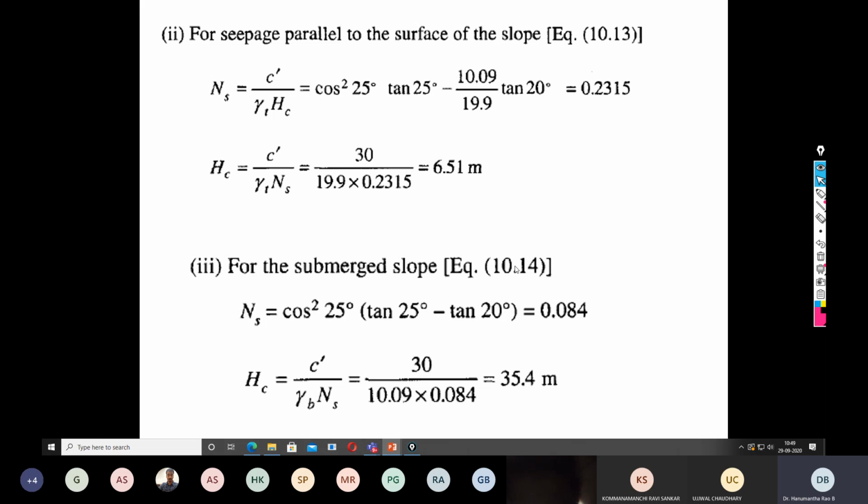Then this is for the submerged slope. When it is fully submerged condition, gamma will become gamma submerged. So the critical height is 35.4 meter.